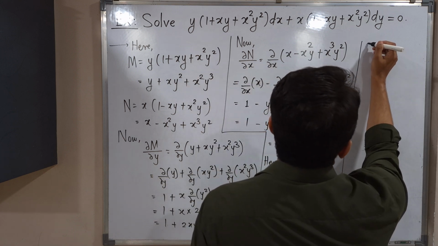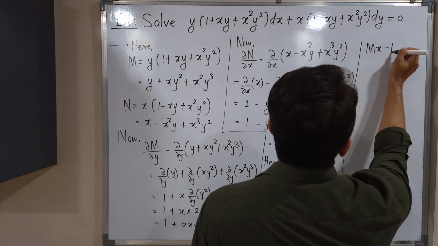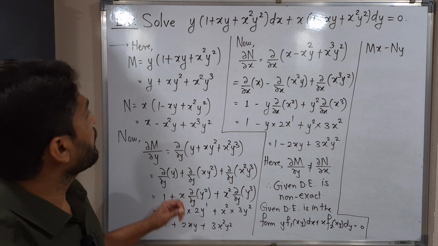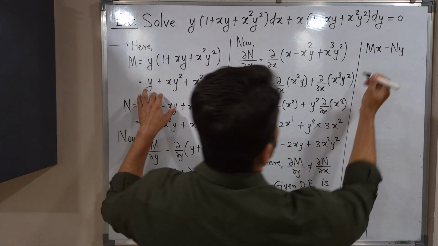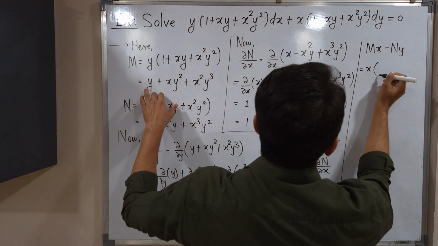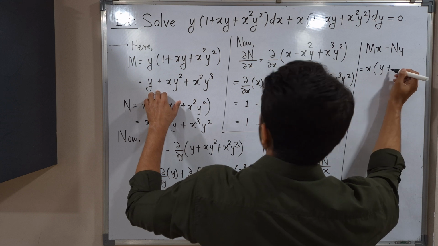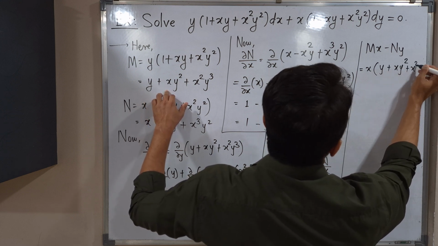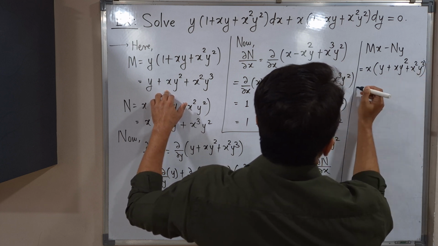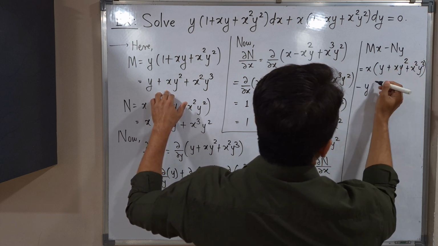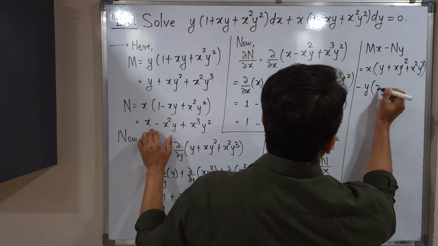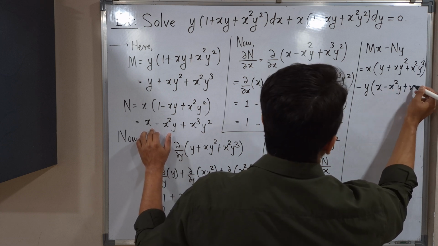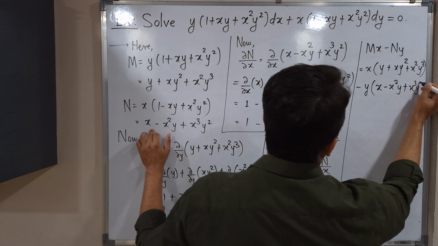Second condition is mx minus ny should be non-zero. Let us check m. This m, and we are multiplying by x. So x, m is y plus xy square plus x square y cube, right? Minus ny. Y I have written first, n is here. X minus x square y plus x cube y square, right?